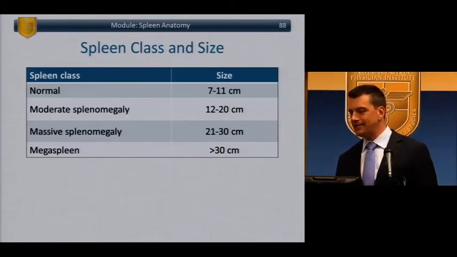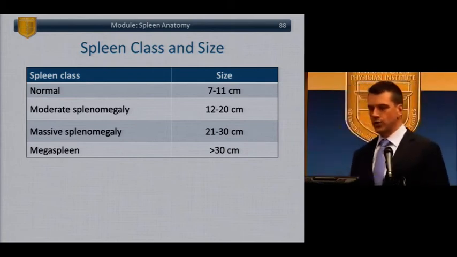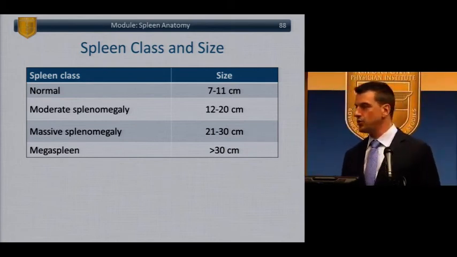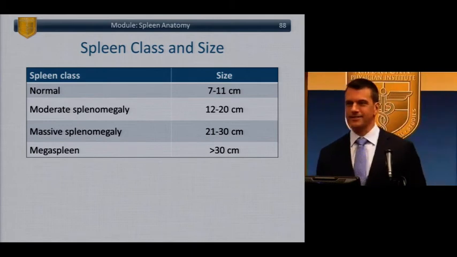Spleen class and size. A normal spleen is about 7 to 11 centimeters long. 12 to 20 would be a moderate degree of splenomegaly. 21 to 30 centimeters, massive. And a megaspleen is anything that's more than 30 centimeters. That one you should be able to pick up on physical.